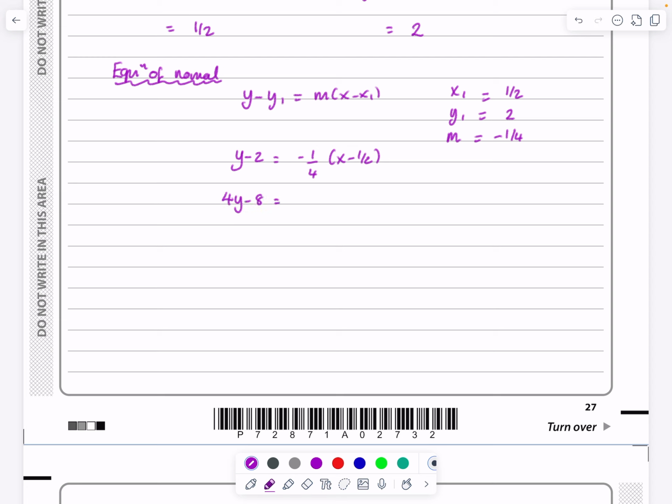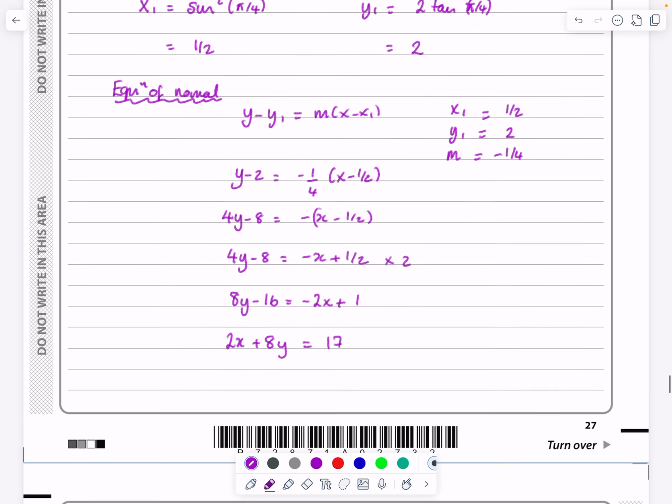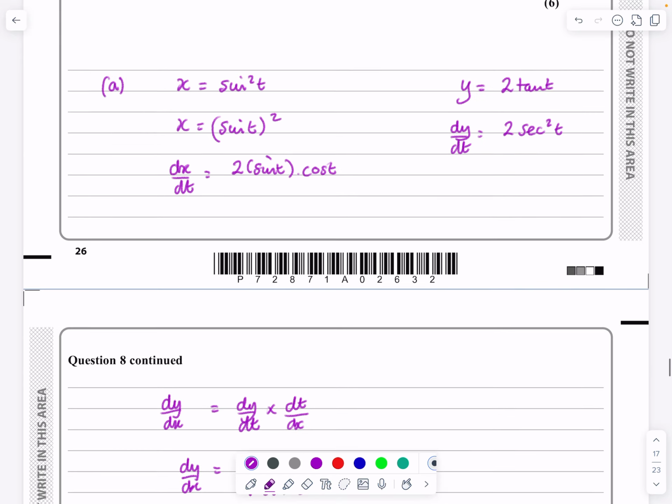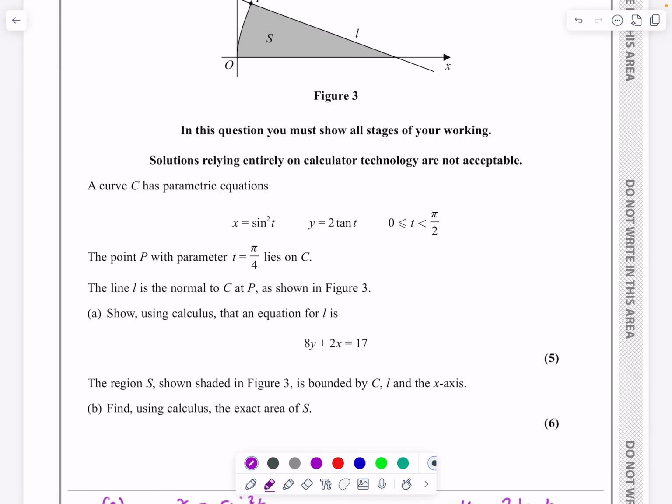So 4y minus 8 equals minus x minus a half. So in other words, 4y minus 8 is equal to minus x plus a half. If we now double everything, multiply everything by 2, we're going to get 8y minus 16 equals minus 2x plus 1. And then tidying that up and making that into the form ax plus by, I'm going to get 2x plus 8y. Now, normally I would have minus 17 equals 0, but actually they've asked me to write it in that format there. So, absolutely fantastic. Looking at that, we've done part A.